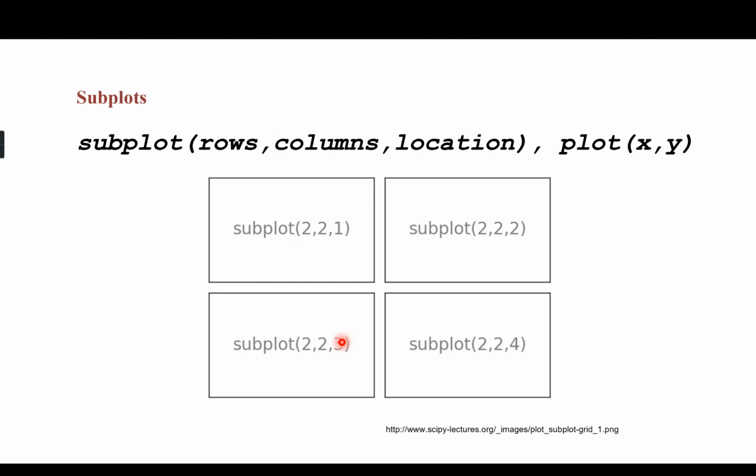In this case, it's a 2 by 2 subplot. So the number of rows is 2, the number of columns is 2 as well. And the last parameter you need to specify is the location in which you want to put that plot. So plot of y of x will be located at location number 1, for example, if you put number 1 here.